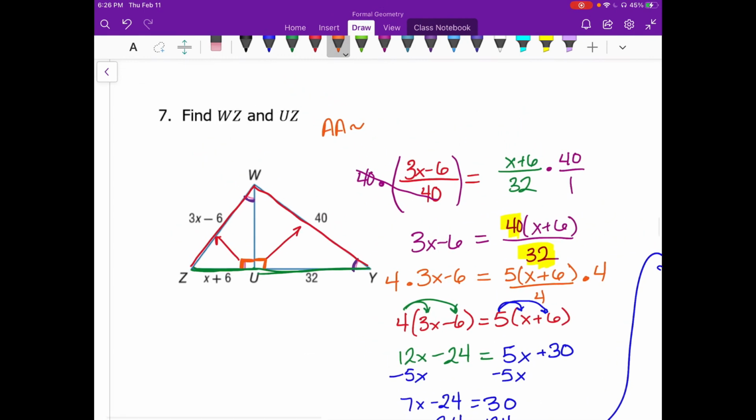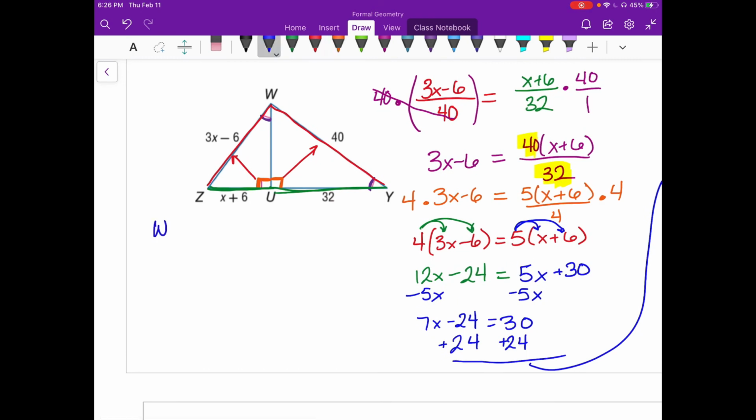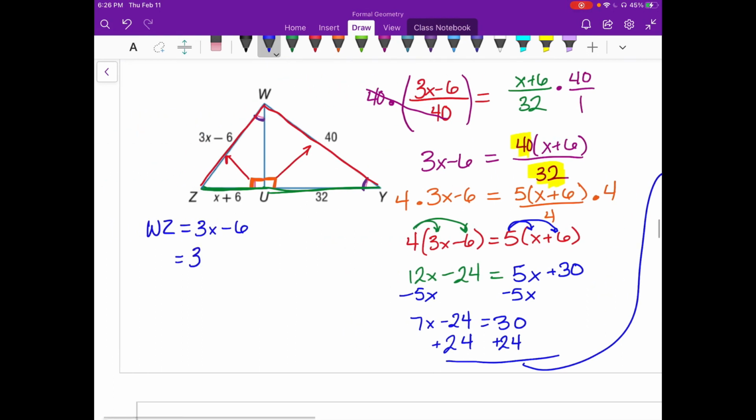It's asking for WZ and UZ. Well, WZ, we'll do first. WZ is equal to 3x minus 6. I now know what x is. It's 54 over 7. So 3 times 54 over 7 minus 6. Okay, now that we've plugged in our x, let's simplify this. 3 times 54 over 7 is, 54 times 3 is 162 over 7, minus 6 is 120 over 7, I think. So that's WZ, not a great number, but not terrible.